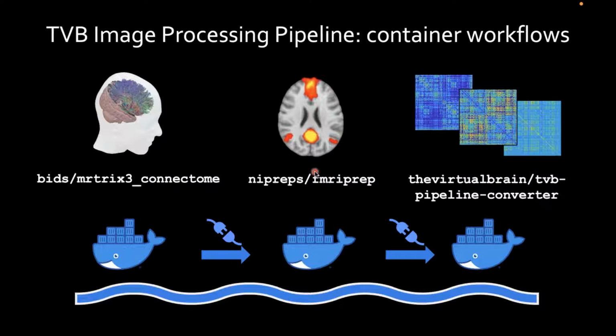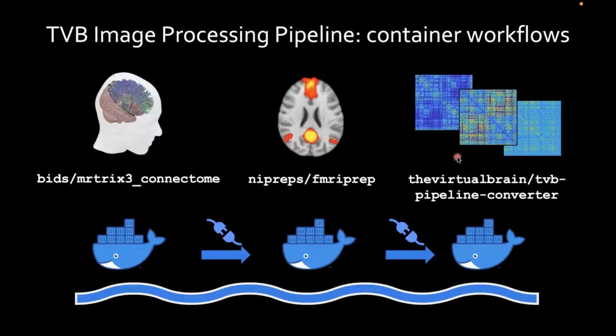So let's have a closer look at the pipeline, or at the general ideas behind these pipelines. The TBB image processing pipeline is a pipeline of containers. The idea is that you have containers for different tasks. One task is, for example, to take an MRI data set and compute a structural connectivity, or perform the tractography that is used to infer the structural connectome. Another concern may be only the fMRI processing. The idea here is to modularize the processing into more digestible units.